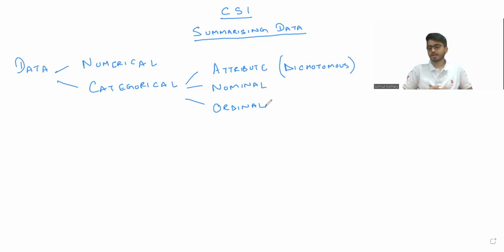So for categorical type, we can divide into three parts. Shortly, we would be looking at what these three are. First one is attribute. Alternatively, we use dichotomous. Second one is nominal, and the third one is ordinal. So under attribute, do write: attribute data has only two categories.